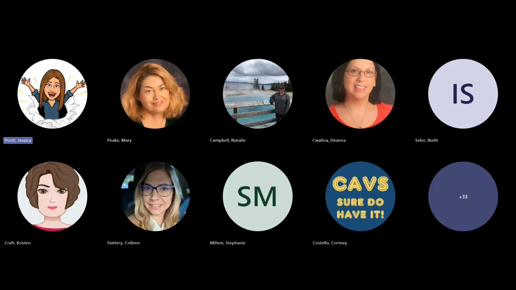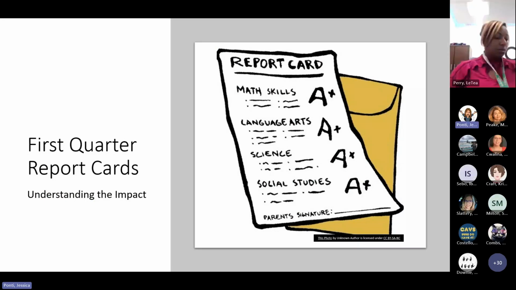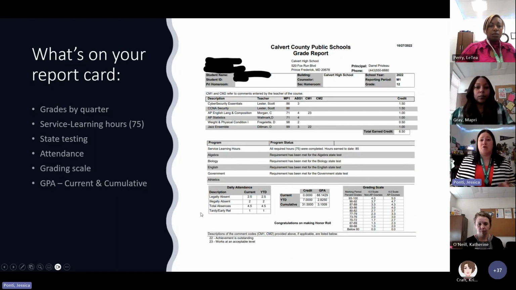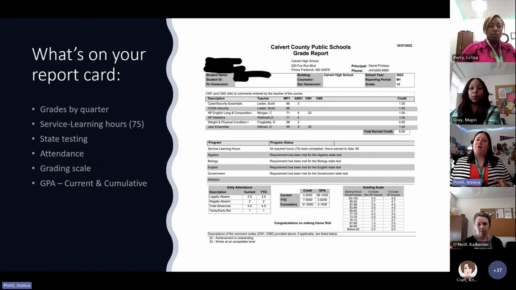Some information to go along with that first quarter report card. Some important things for students to know. So the first is so you know what you're looking at. This is a copy of a student's report card, and what you can see on here is your grades by quarter.